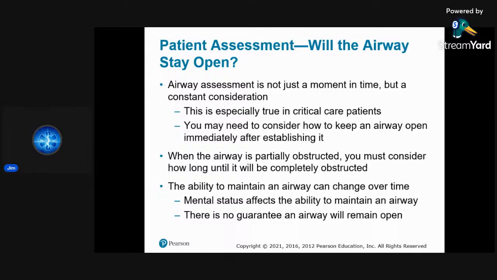The ability to maintain airway can change over time, right? Mental status affects the ability to maintain airway. So they could have a partially obstructed airway, their brain's not getting enough oxygen, they go hypoxic, they'll end up getting altered mental status, start losing muscle tone, and again, that tongue could relax and the epiglottis slide over and cover the glottic opening. And there's no guarantee that an airway will open or remain open.